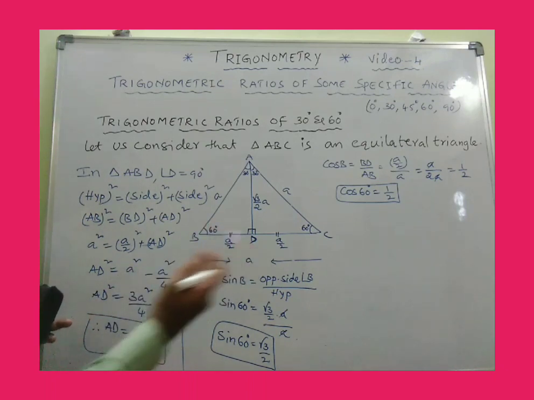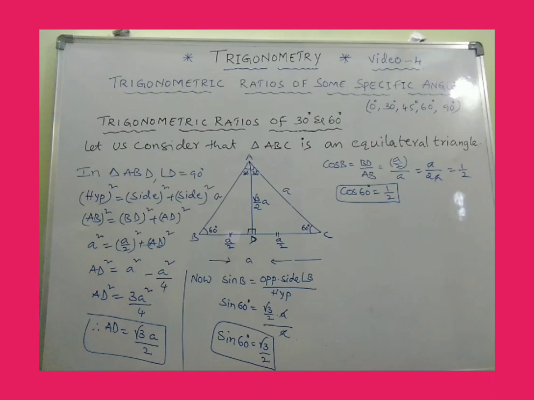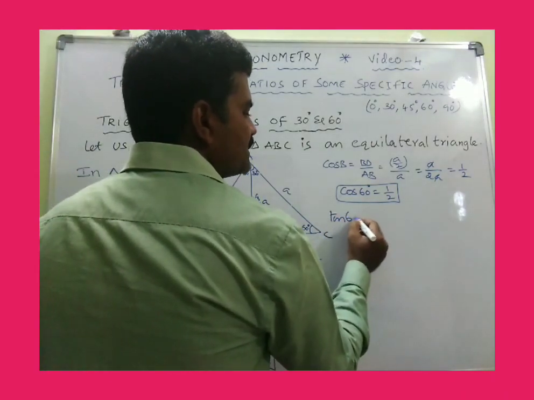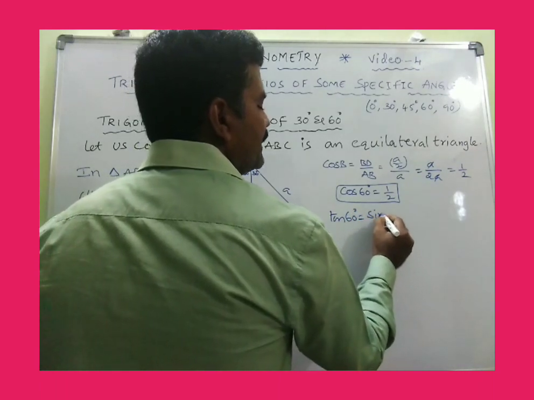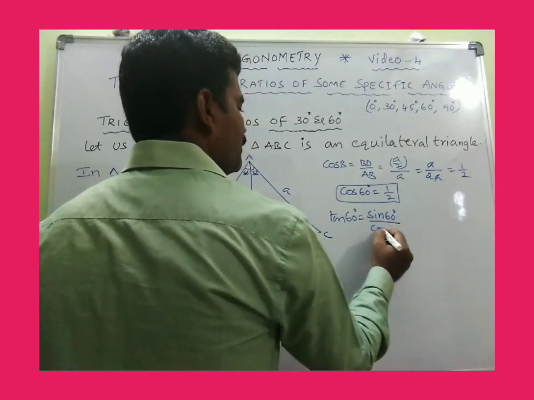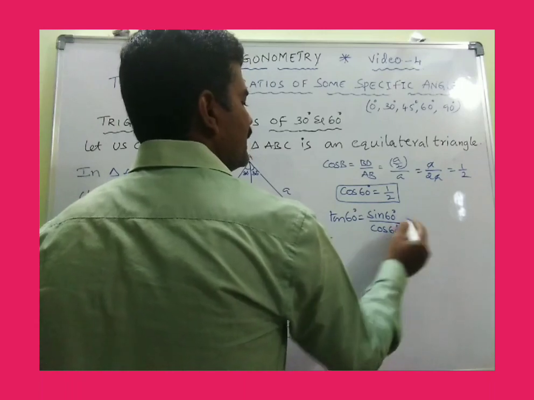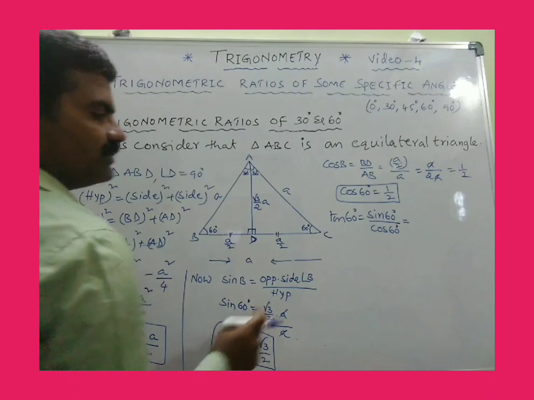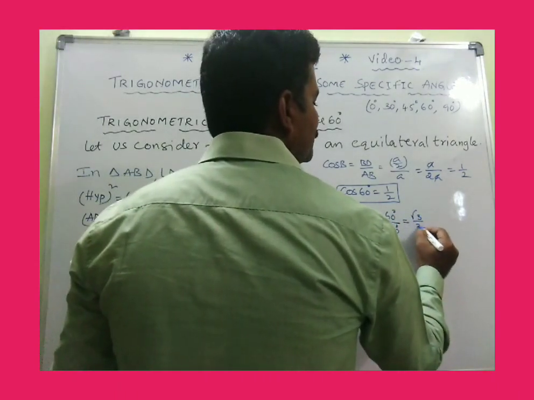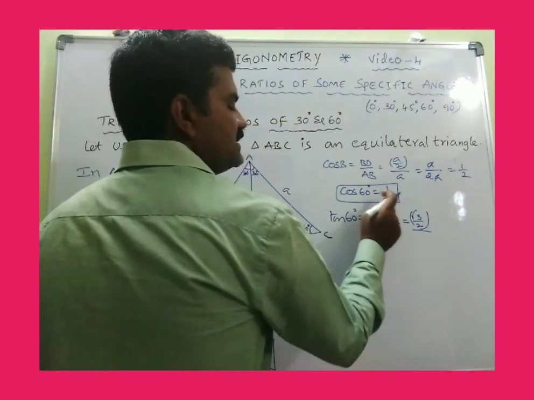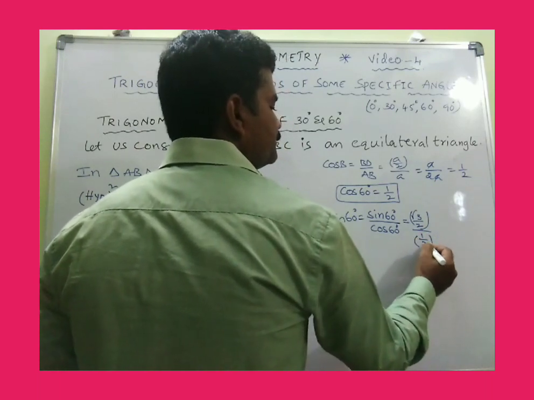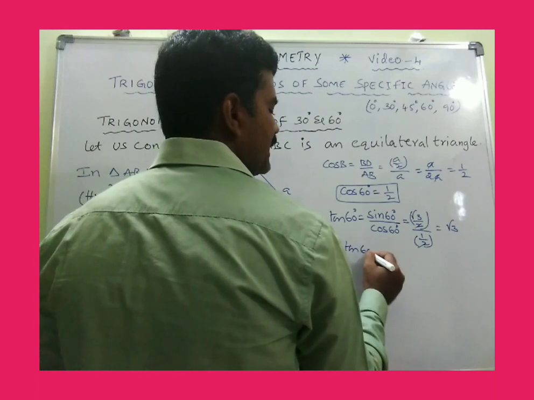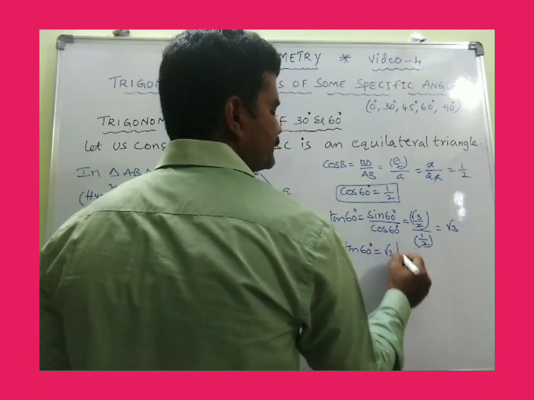Now once you know sine and cos, then the rest of the ratios are very easy. For example, tan 60 degrees, I can write as sine 60 degrees by cos 60 degrees. Tan is nothing but sine by cos. So sine 60, just now we got root 3 by 2, and cos 60 is 1 by 2. Therefore, tan 60 degrees value is equal to root 3.